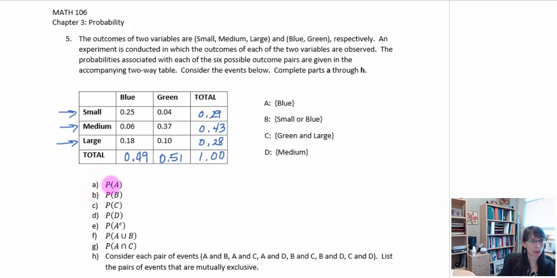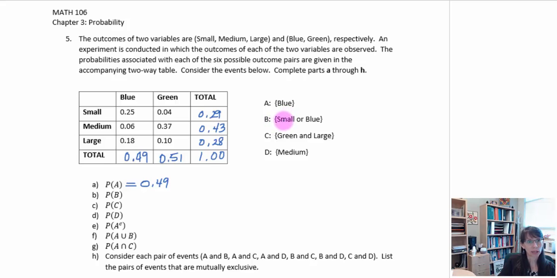Part A is talking about the probability of event A occurring. Event A means blue has occurred. So we're going to look at the two-way table, and I'll erase those arrows. For event blue to occur, that means 0.25, 0.06, and 0.18 need to be added, and we've already found 0.49. Event B is a little more complicated because it actually involves two different events at the same time.